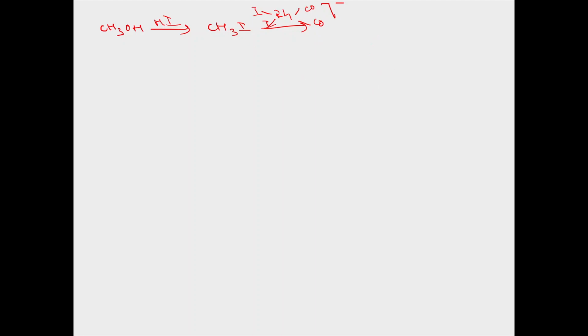Now this CH3I and this will react, and what will happen? First oxidative addition takes place to give this: Rh, I, I, I, CH3, CO, CO minus. So the question was given from this. In the question, the complex which was given was this. And then they said that at high temperature and high pressure, another CO molecule was inserted.